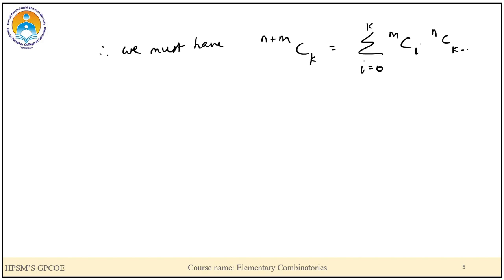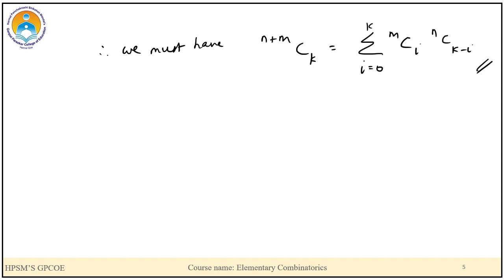Therefore, we must have (n plus m) C k equals summation where i goes from 0 to k, m C i, n C (k minus i), and this completes the proof of the theorem.